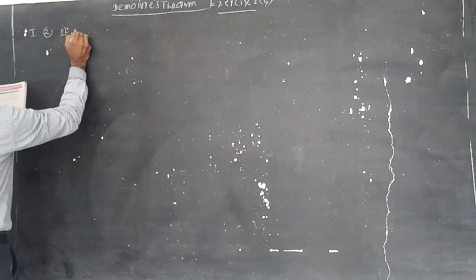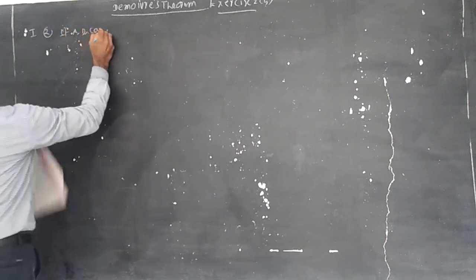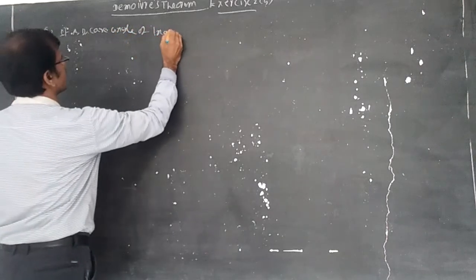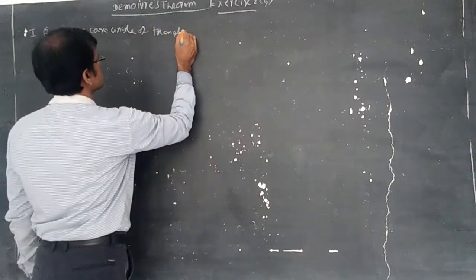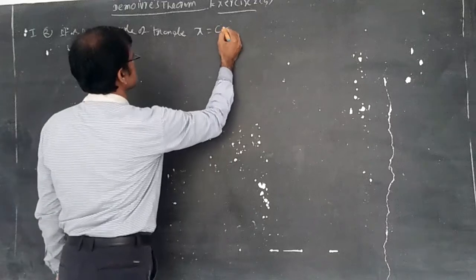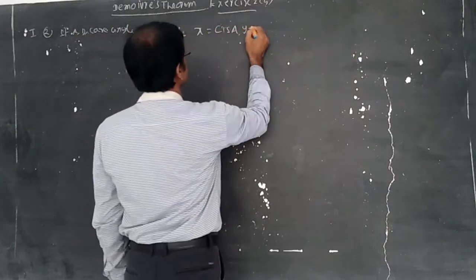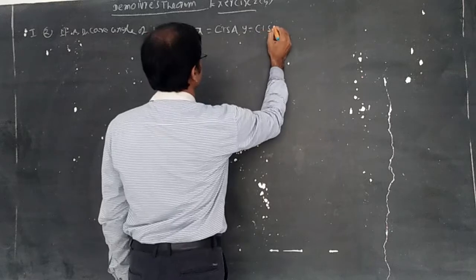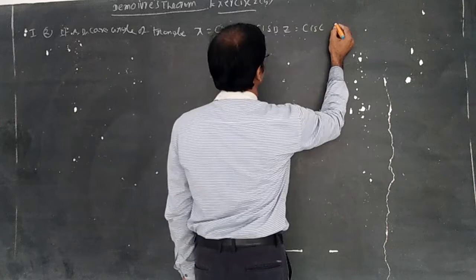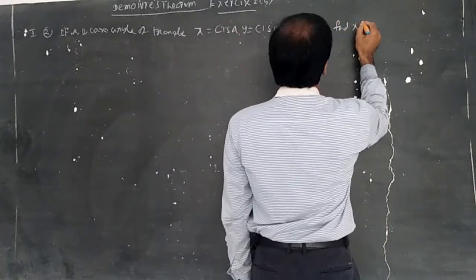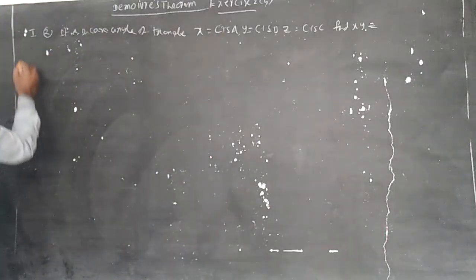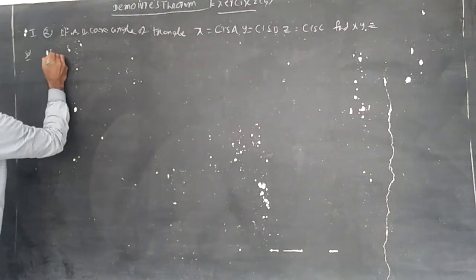If A, B, C are angles of a triangle, and x is equal to cis A, y is equal to cis B, z is equal to cis C, find x into y into z.